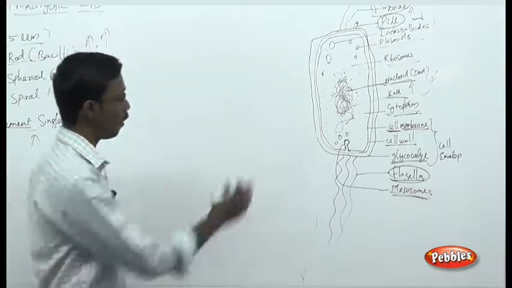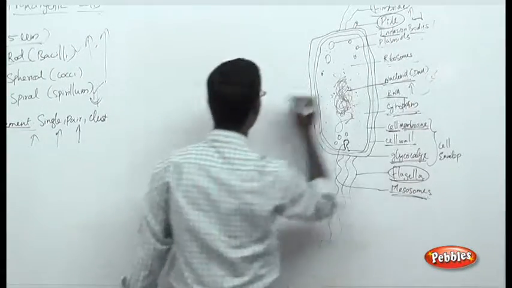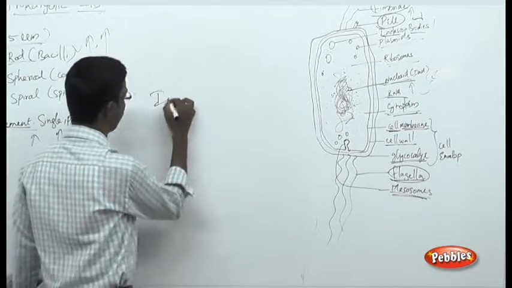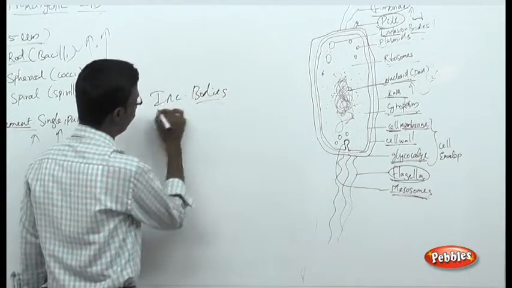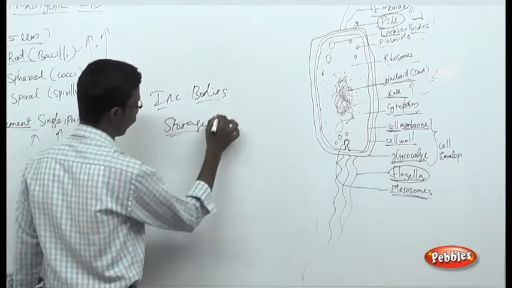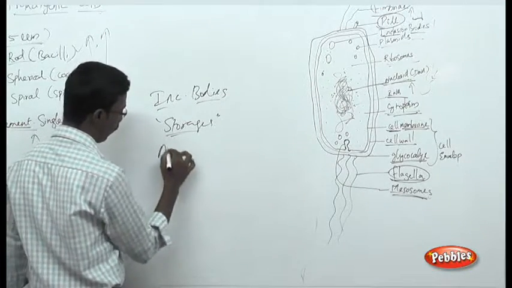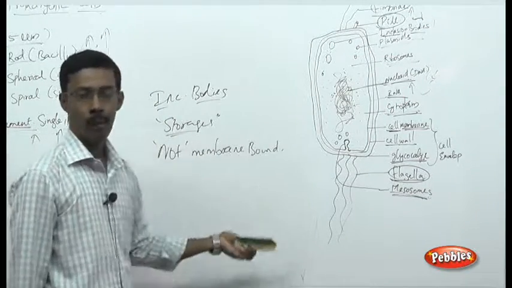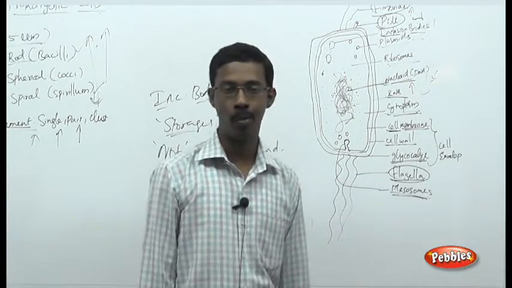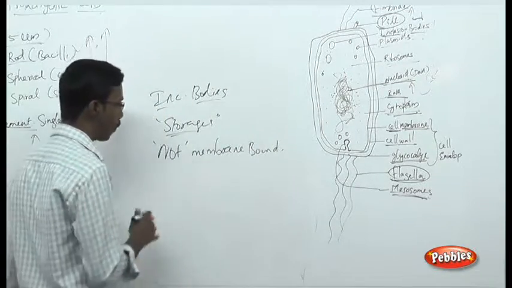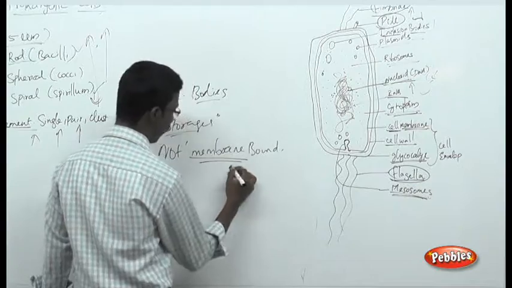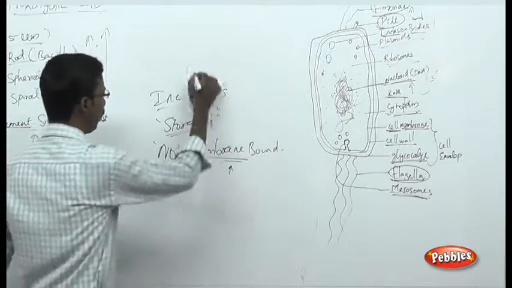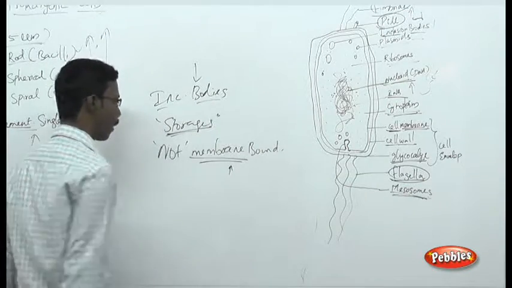So what we have seen today, one more thing we have left, the inclusion bodies. So what are inclusion bodies? Inclusion bodies are the storage materials. The point you have to remember over here, they are not membrane bound. Even the eukaryotic cells have storage molecules, and those structures will have membranes. But in prokaryotic cells, they are membrane-less structures called inclusion bodies. They are going to store the materials.